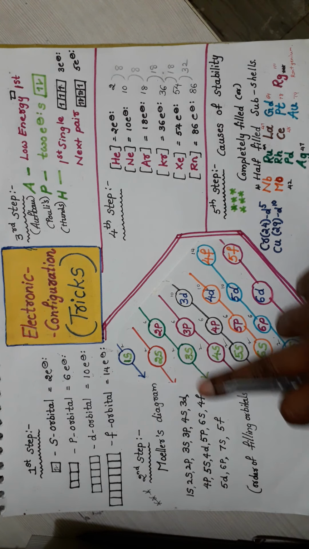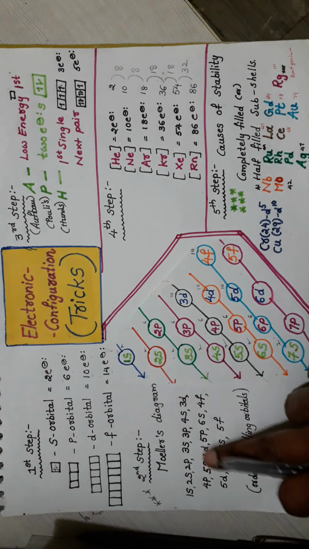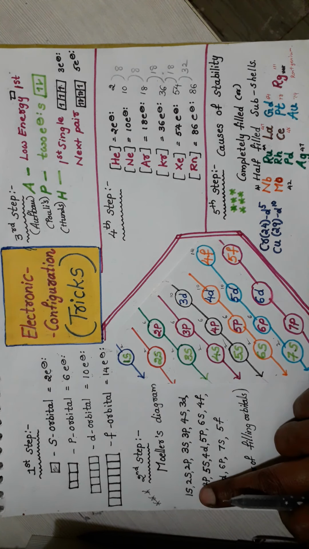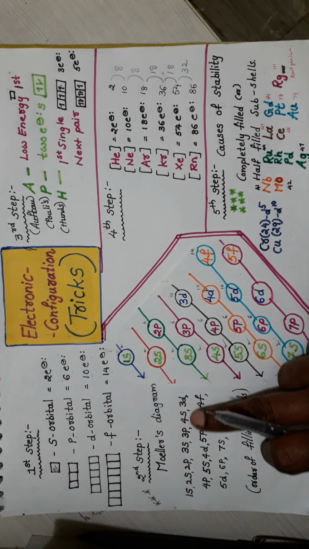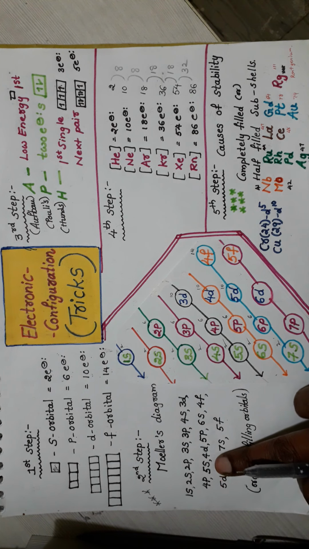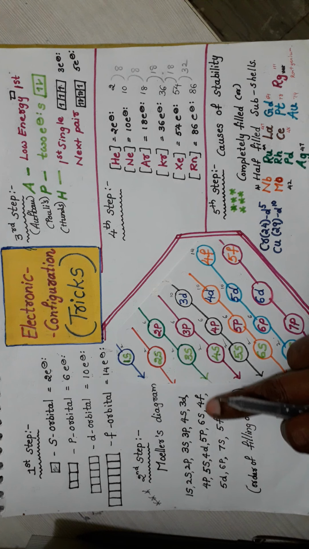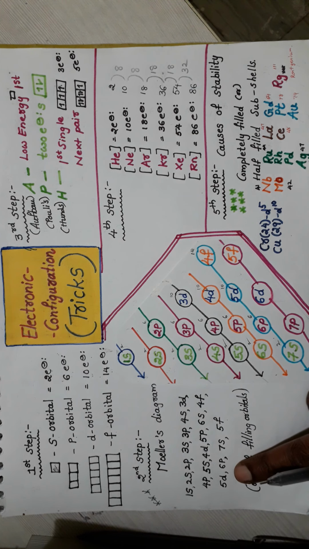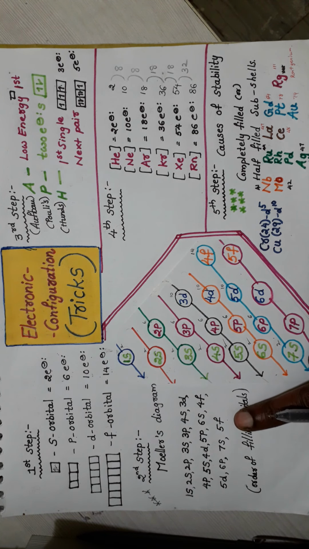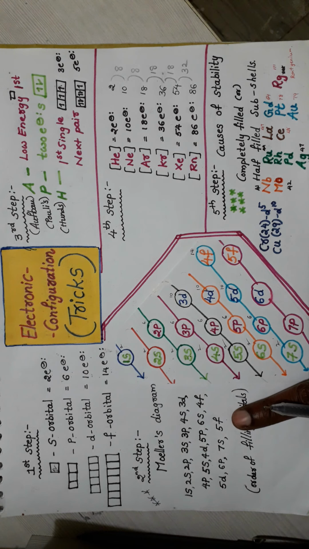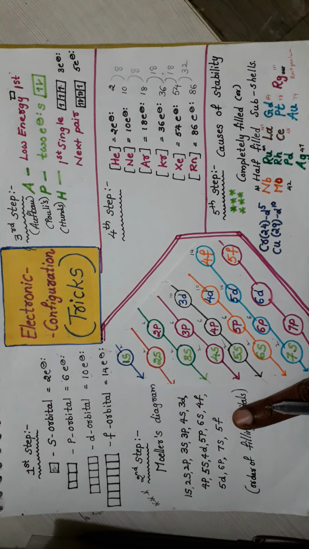If you have any doubt, I wrote it here. You can verify this diagram: 1s, 2s, 2p, 3s, 3p, 4s, 3d, 4p, 5s, 4d, 5p, 6s, 4f, 5d, 6p, 7s, 5f. So this is the order of filling orbitals.